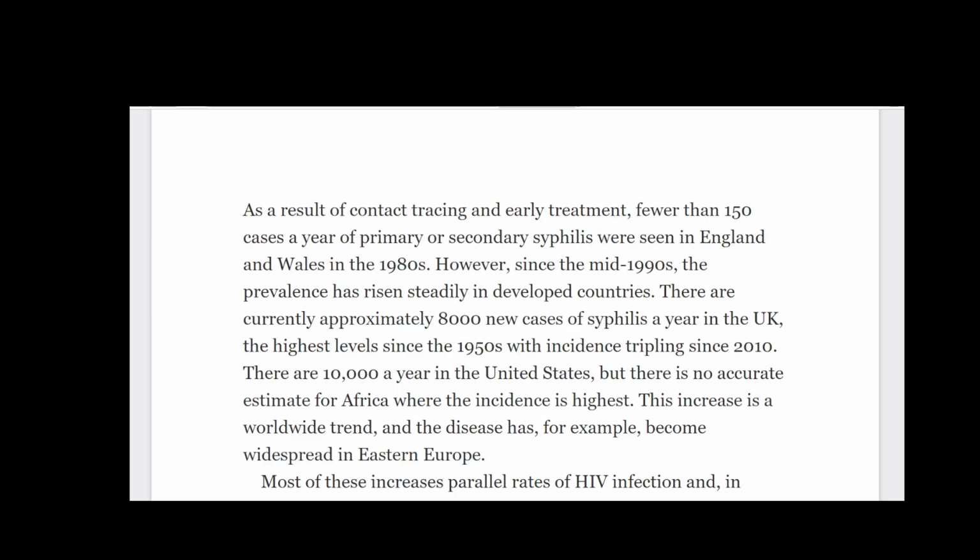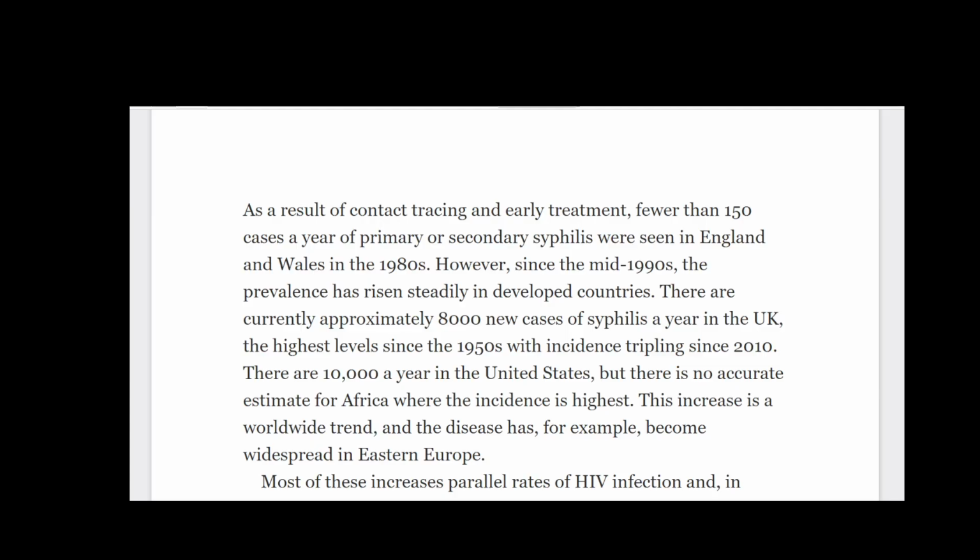Syphilis. As a result of contact tracing and early treatment, fewer than 150 cases a year of primary or secondary syphilis were seen in England and Wales in the 1980s. However, since the mid-1990s, the prevalence has risen steadily in developed countries. There are currently approximately 8,000 new cases of syphilis a year in the UK, the highest levels since the 1950s, with incidence tripling since 2010. There are 10,000 a year in the United States, but there is no accurate estimate for Africa where the incidence is highest. This increase is a worldwide trend, and the disease has, for example, become widespread in Eastern Europe.